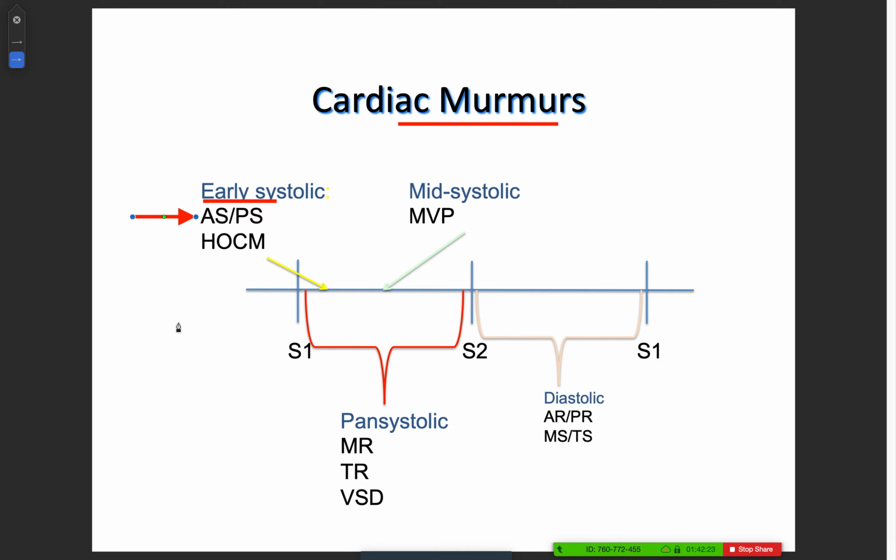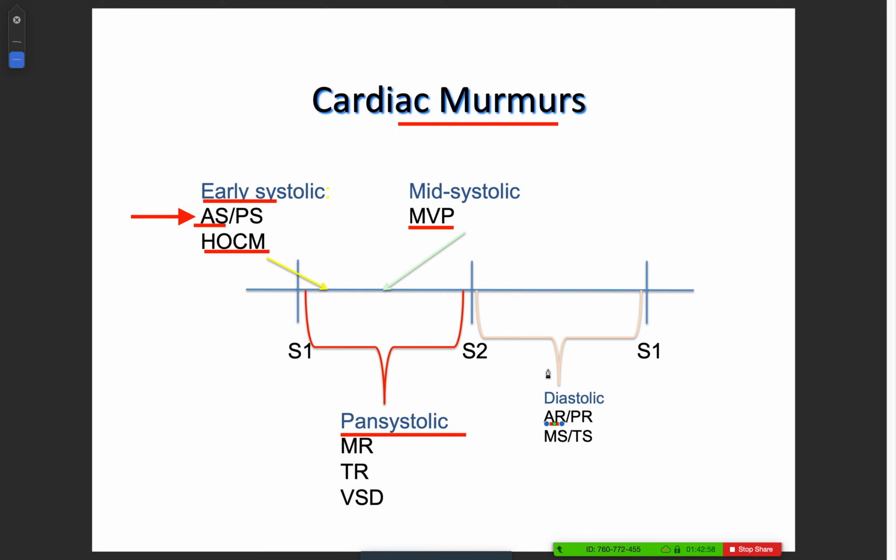And so when would a murmur be loudest? Obviously, when it's being pumped the hardest, whenever the blood is flowing the fastest. And so early systole is when aortic stenosis is going to be the worst. Hypertrophic cardiomyopathy, same thing. Mid-systolic, mitral valve prolapse tends to be mid-systolic. Pan-systolic obviously means throughout systole. It doesn't really change in volume. And then for diastolic, I didn't write it here. I really should have. Aortic regurgitation is an early diastolic murmur.